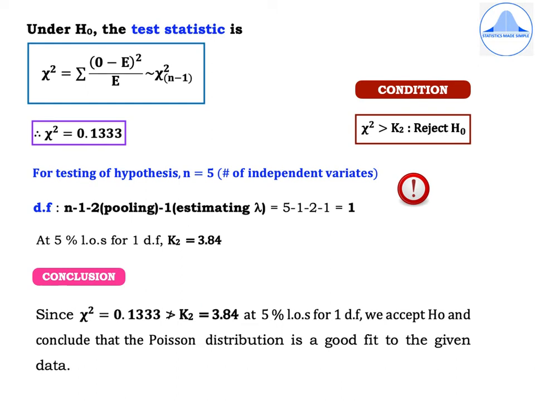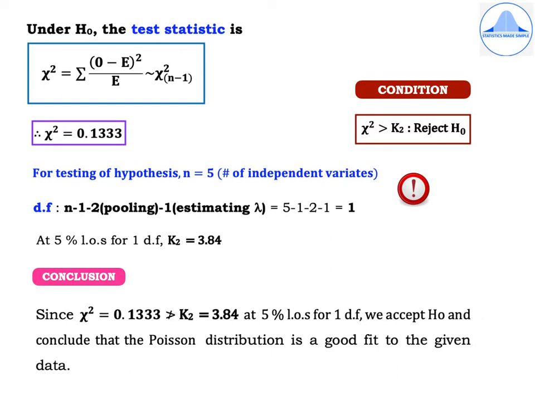Under H0, the test statistic is chi-square equal to summation (O minus E) whole square by E, which follows chi-squared with n minus 1 degrees of freedom. So from the calculations in the table, we get chi-square equal to 0.1333. The condition which is used for the chi-square goodness of fit test is you have to check if chi-square is greater than K2. If this condition is satisfied, then you have to reject H0.